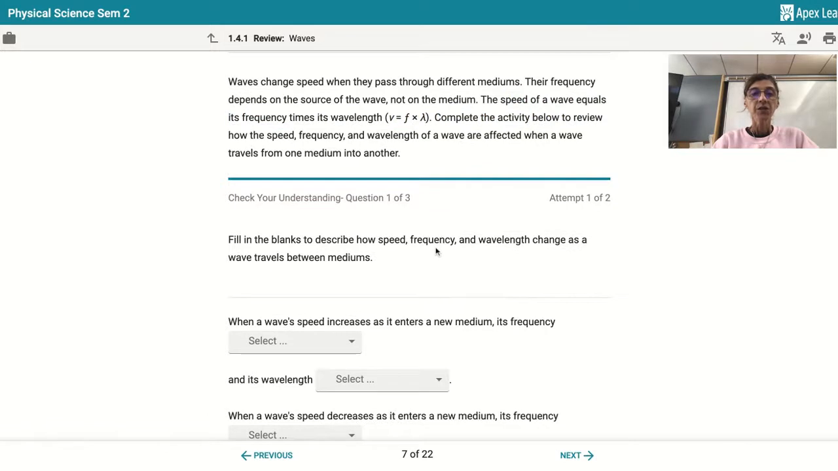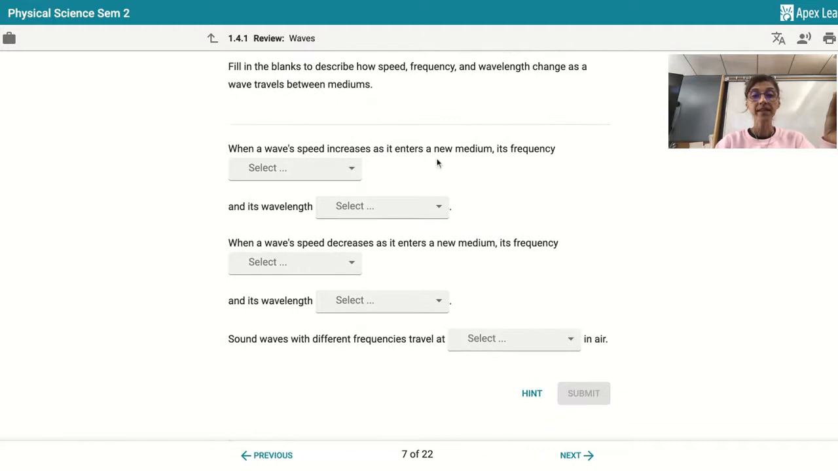So what you're going to do is complete this activity, keeping in mind the idea that velocity depends on frequency and wavelength. And the frequency doesn't change when it changes mediums. The frequency depends on the source that it's coming from.